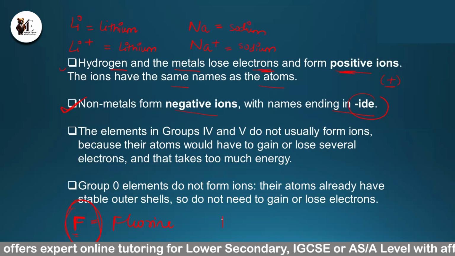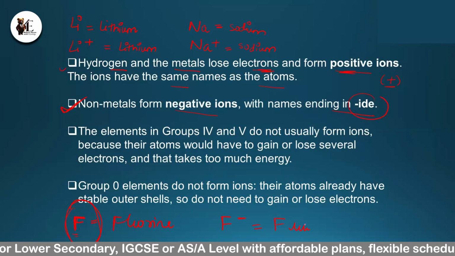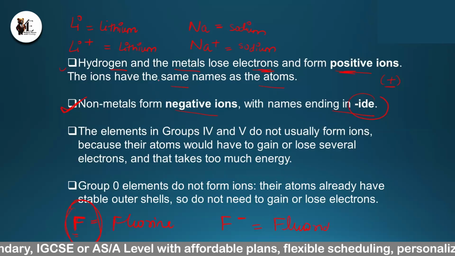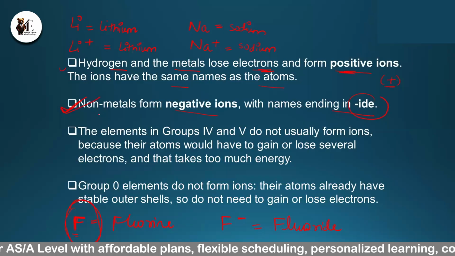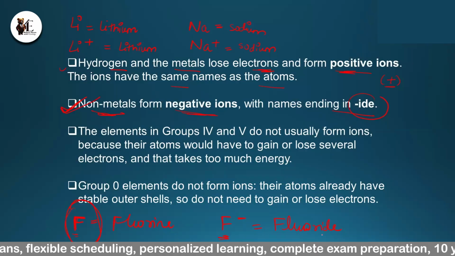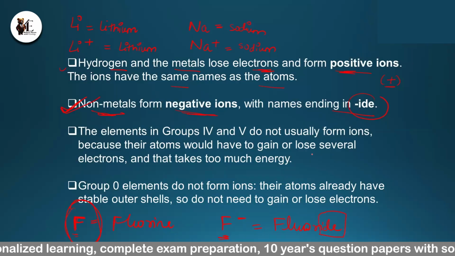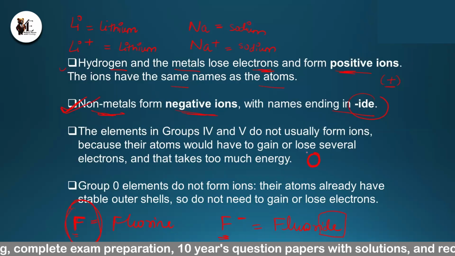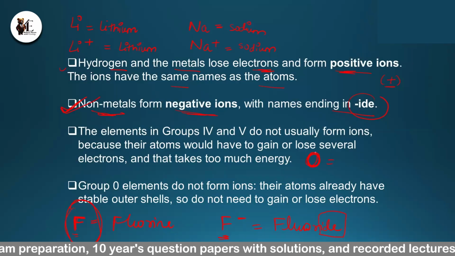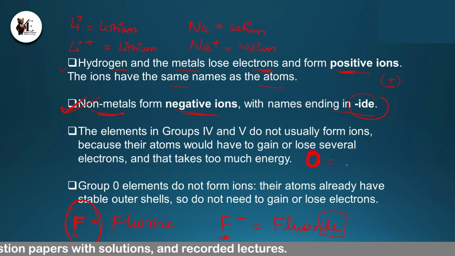But if I write it as a negative ion, then it is not fluorine. Now it becomes fluoride. So I think the second point is now clear: fluorine is a non-metal. It forms negative ions, F minus, and its name ends with IDE, fluoride. Let us take one more example. What is the name of this element? O. Oxygen. Yes, it is oxygen.